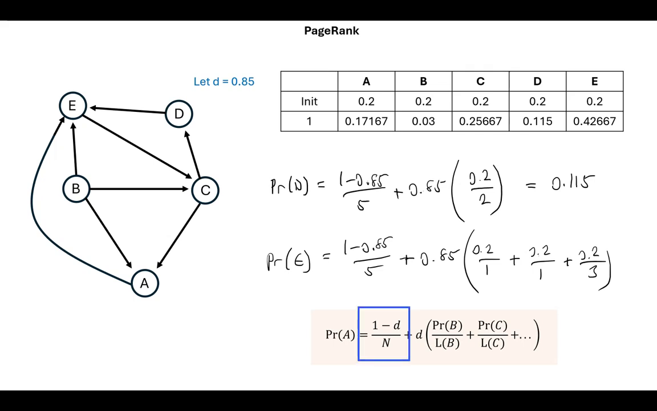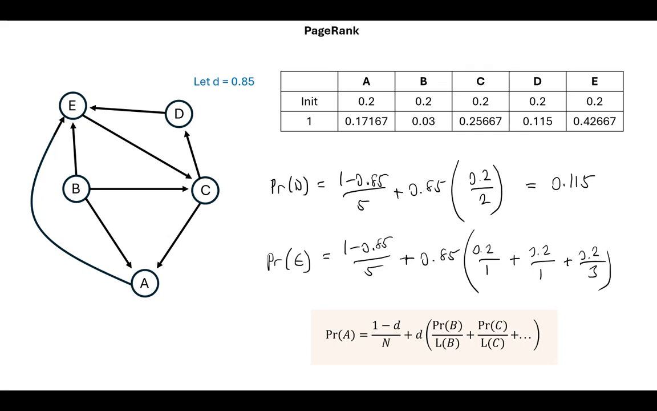The first part represents the probability that I end up on the current page by just randomly clicking from whichever page I'm on. And the second part, the D with the big brackets, represents the probability that I end up on, in this case A, because I clicked on a link on a page that I was already on. We go through and apply the formula to every page in turn, so it takes a bit of time.